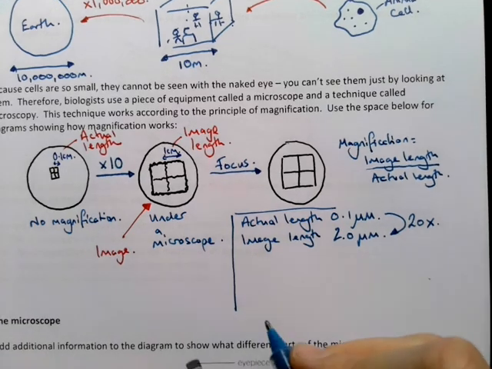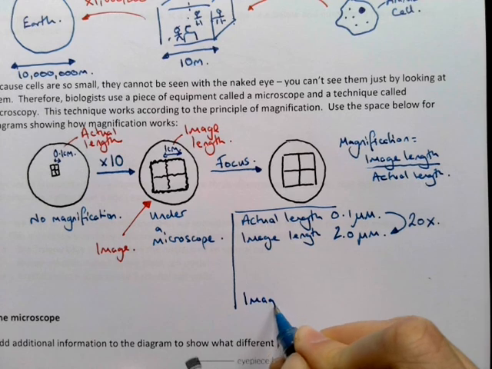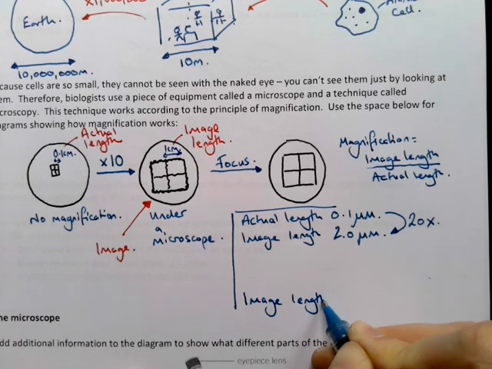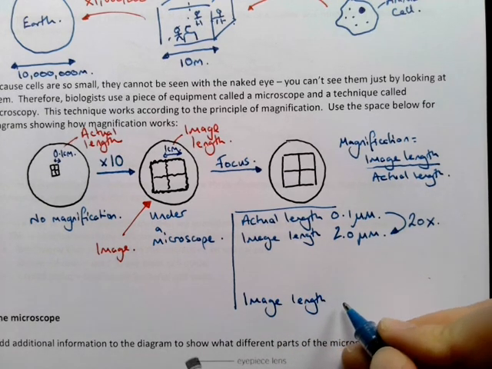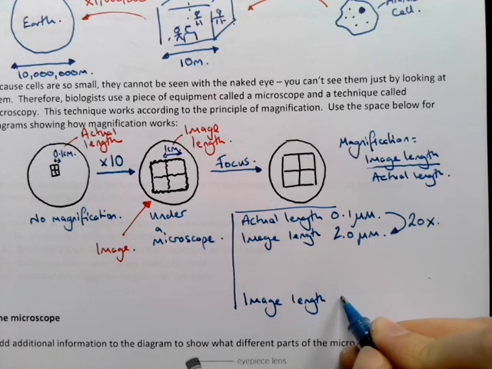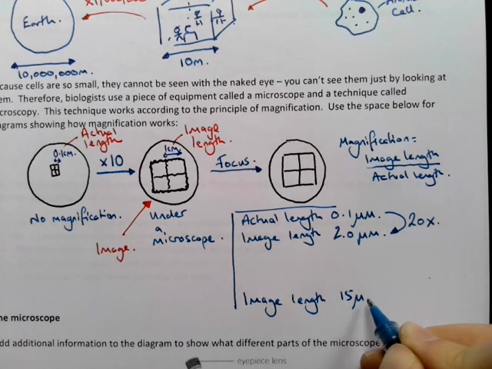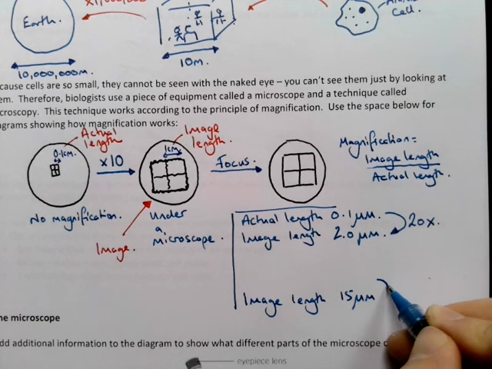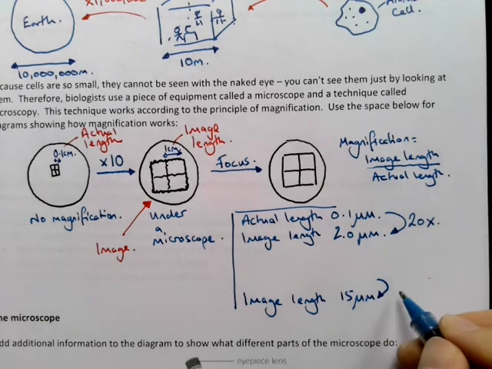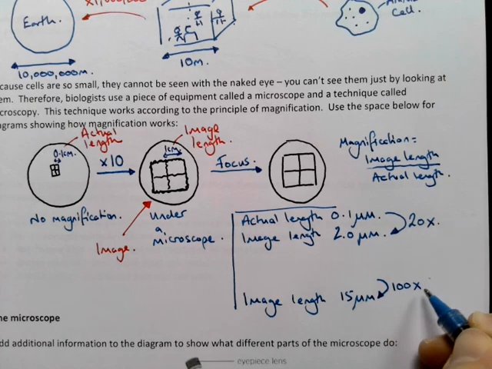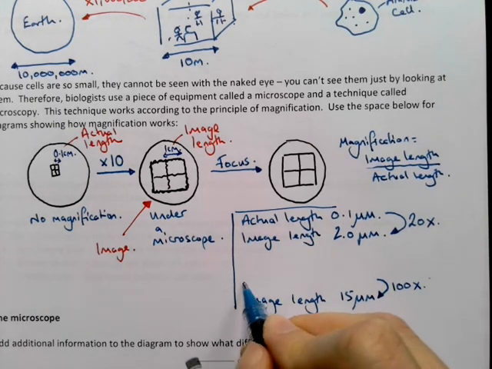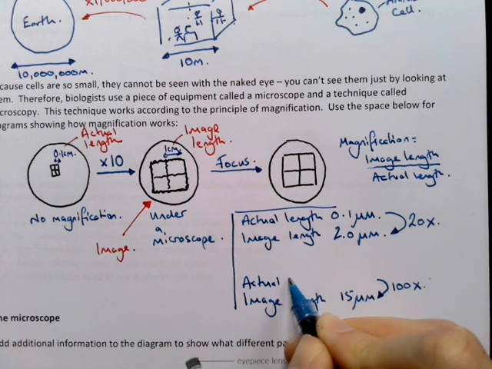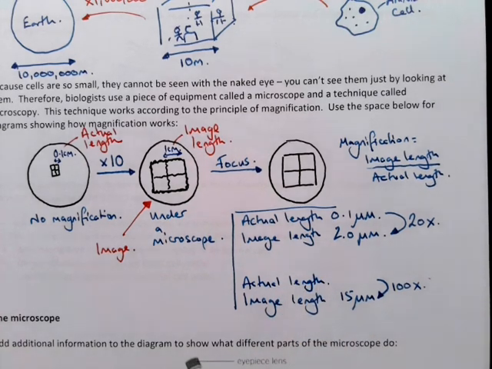Let's do another one. Let's say that the image length is 15 micrometers, and it has undergone 100 times magnification. What is the actual length? You can pause the video now and have a go at that, see if you can work that out.